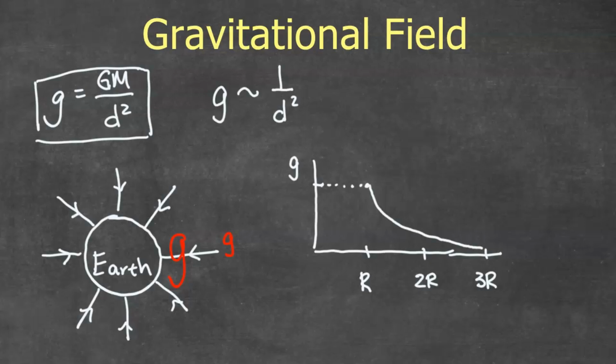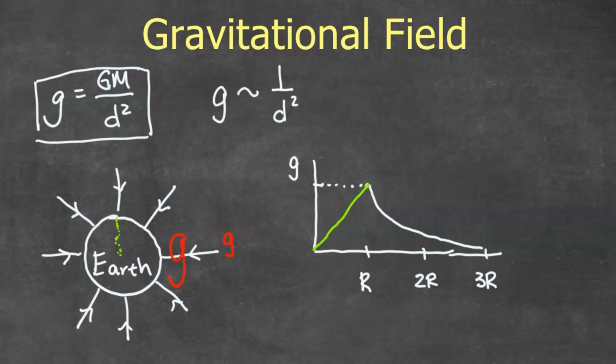Now, an interesting side note is what happens if you go into the Earth? Now, that's beyond what we can do with this equation. You're going to need some calculus here. But if you were to go from the surface in towards the center of the Earth, the gravitational field would actually decrease, which is kind of weird, right? Because when you're outside the surface of the Earth, as you get closer to the Earth, the gravitational field increases, but as you go into the Earth, it decreases.